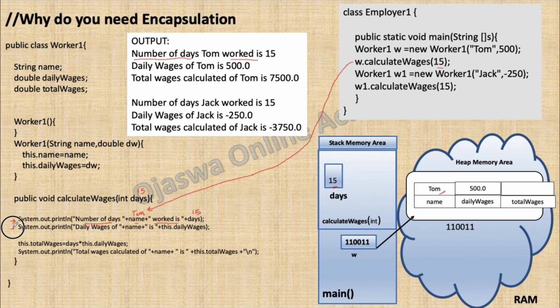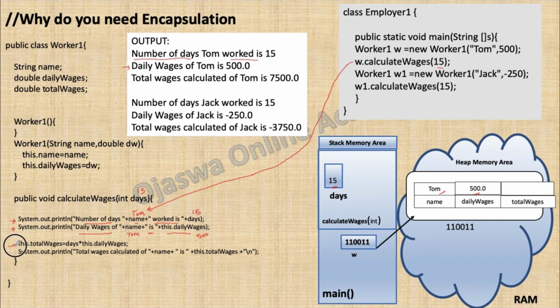Now the next statement is SOP "daily wages of", name is Tom. Instance variable name will retrieve its value. "is" is printed as it is to the console, and this.dailyWages is the instance variable daily wages. It will retrieve the value stored in object W, that is 500. So this statement is printed to the console: daily wages of Tom is 500.